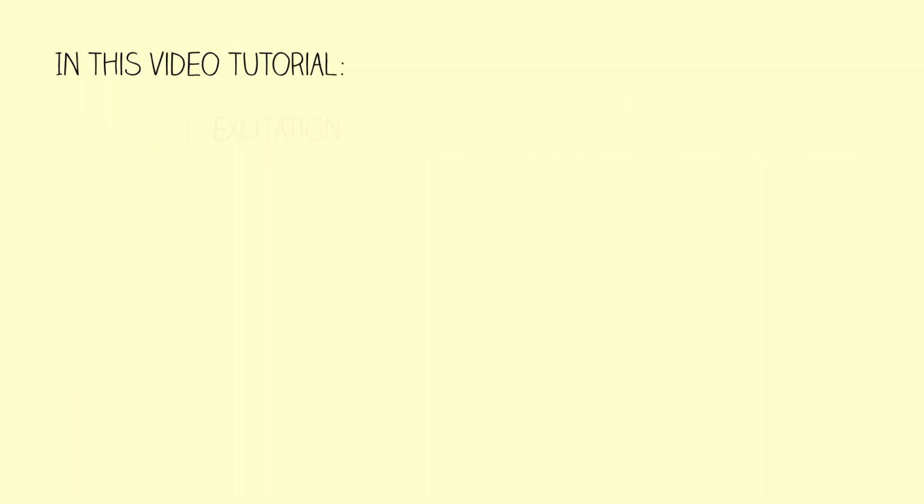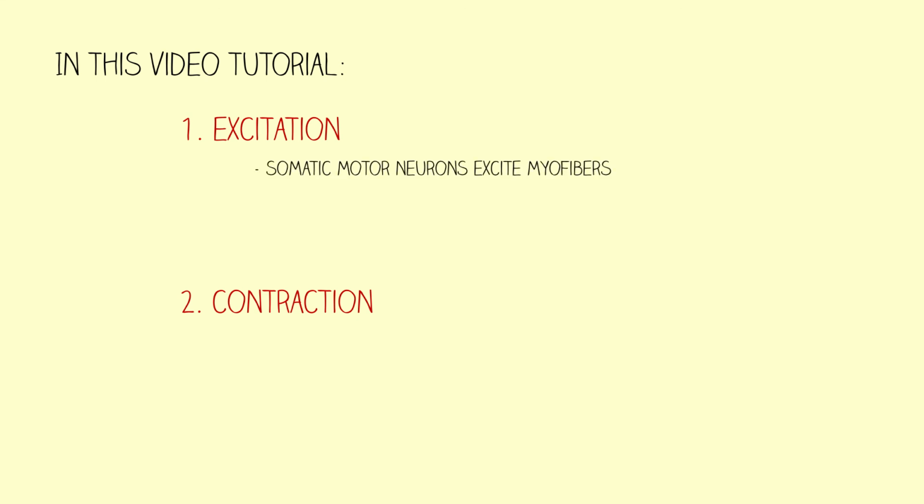In this video tutorial, we walked through what occurs during the excitation and contraction of skeletal muscles. We reviewed excitation, focusing on how somatic motor neurons excite muscle fibers, and we also focused on contraction, detailing how myofibrils and their sarcomeres contract, ultimately leading to muscle fiber contraction and whole muscle contraction.